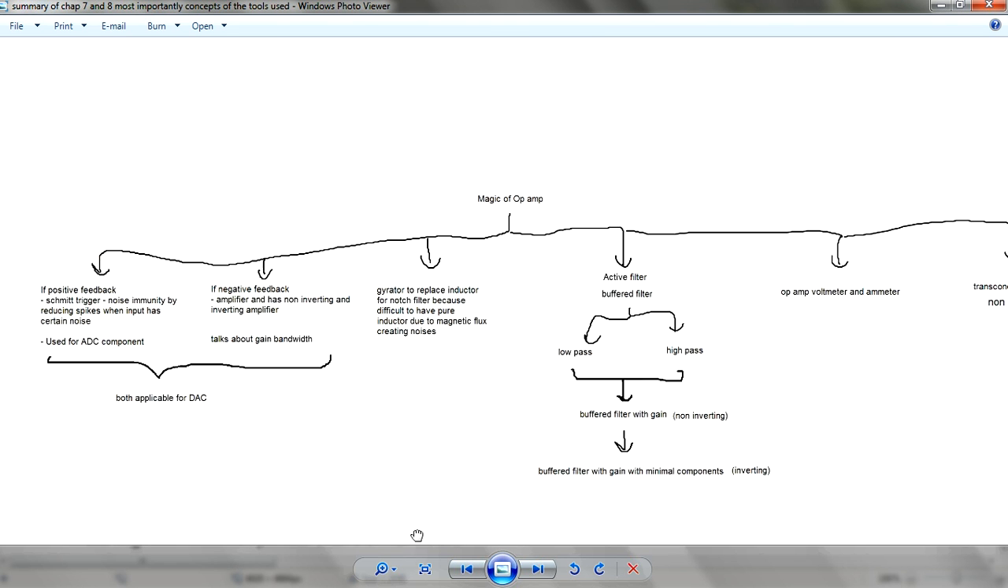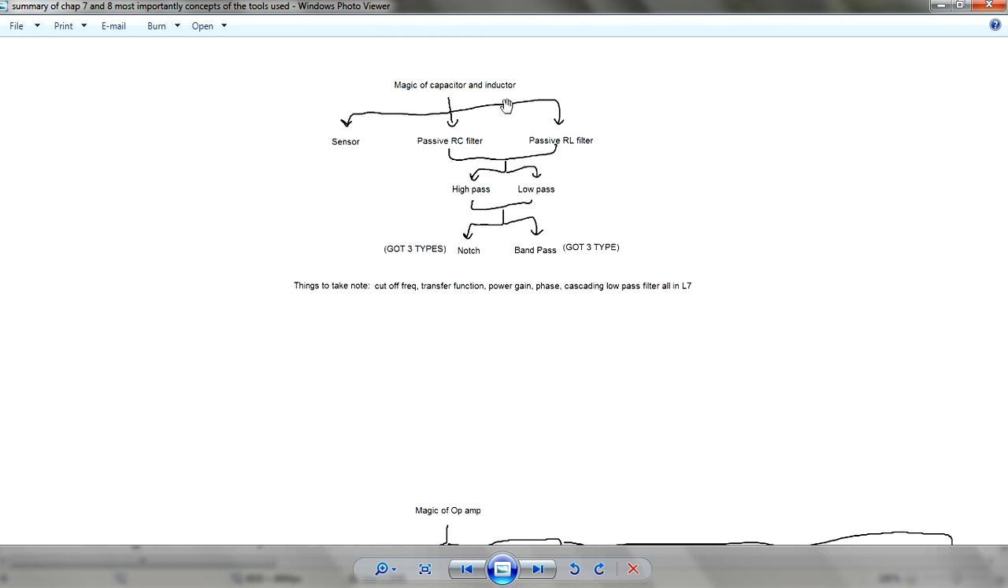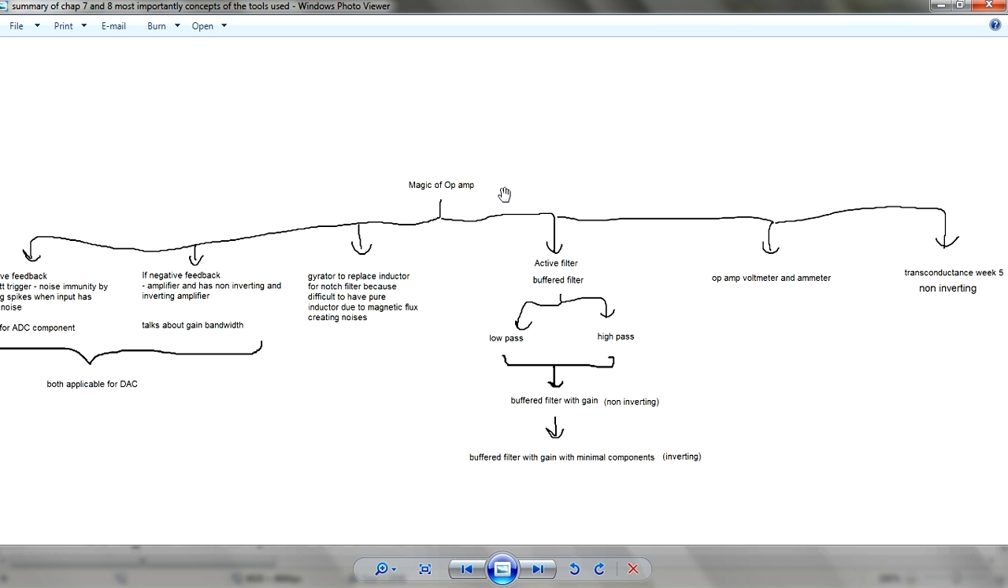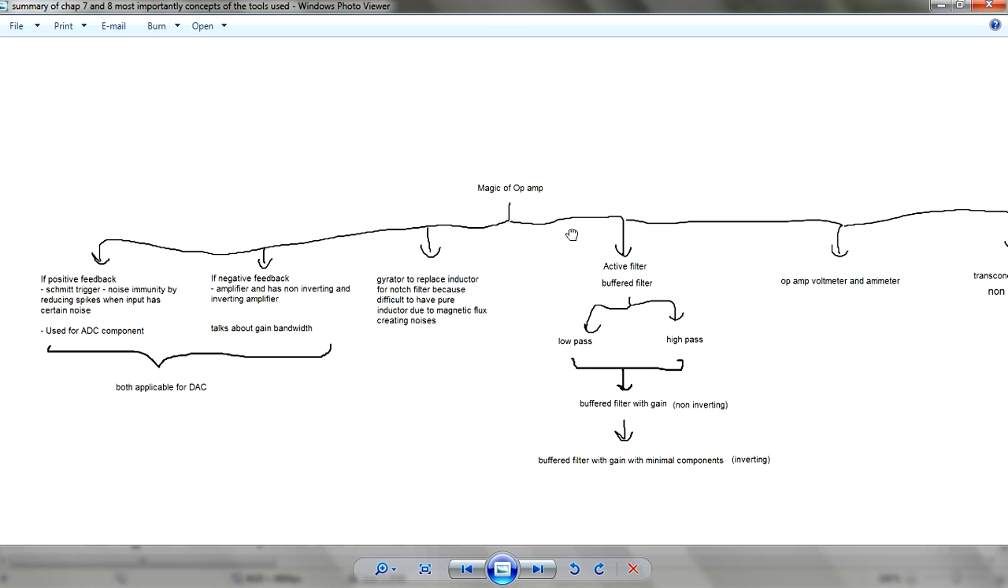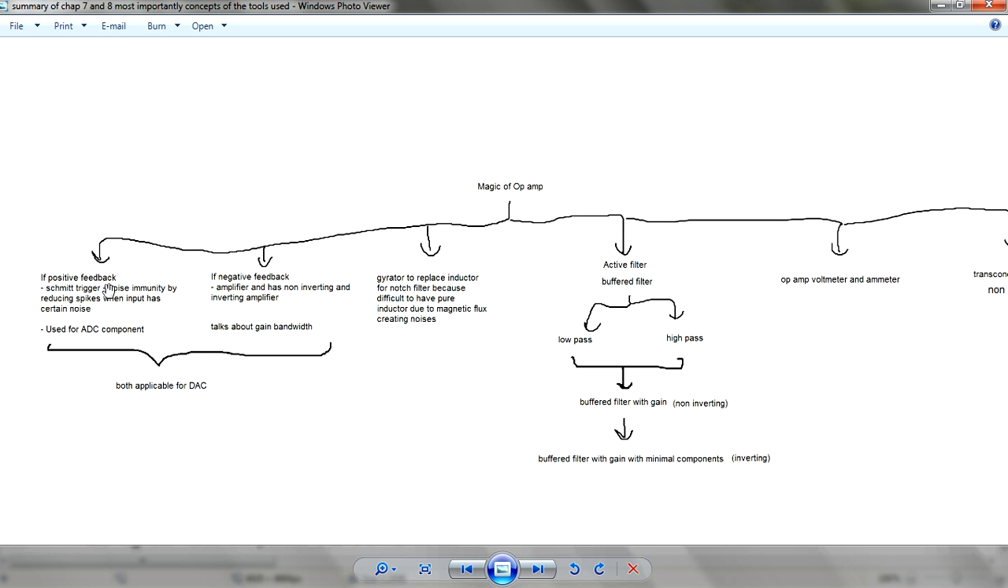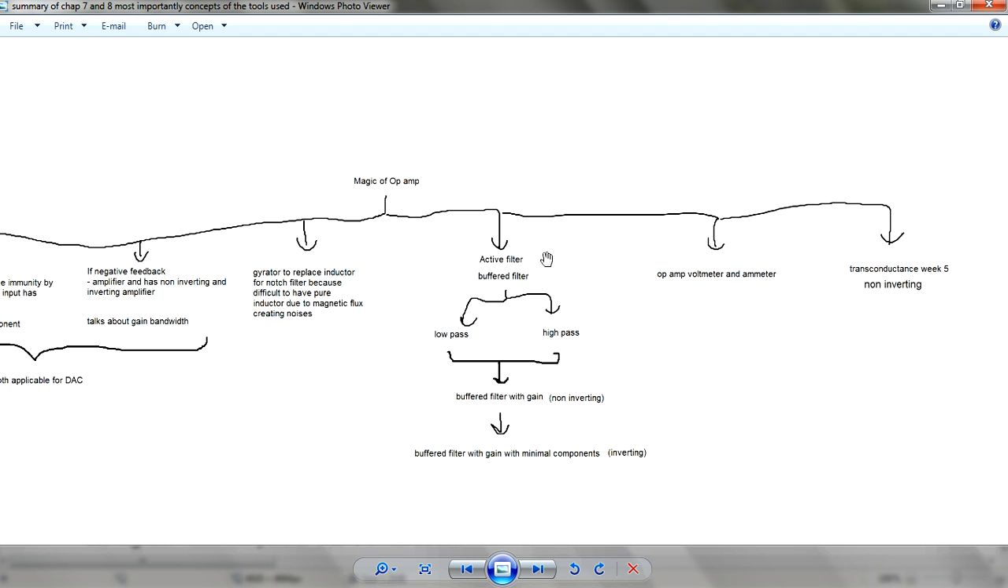Previously, we talked a lot about capacitors and inductors, and we haven't discussed this one yet. However, I'll just skip to here first. There are typically a lot of op-amp applications. As you can see, there are so many.